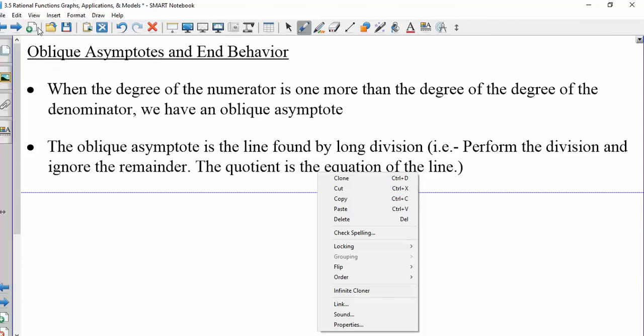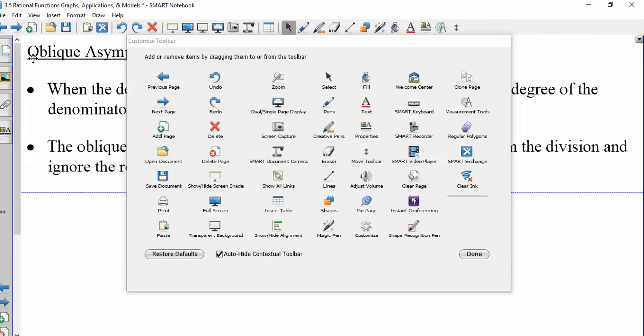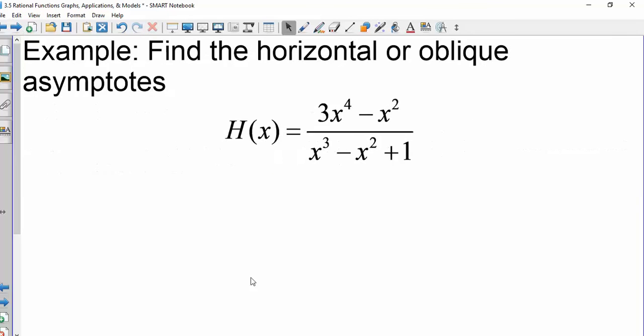Alright, so that's the last piece we're looking at today. We're just going to practice identifying those. So we know it can be one or the other. We're just going to figure out what each of them is. What's the degree on the top here?